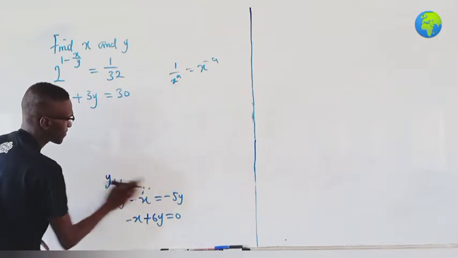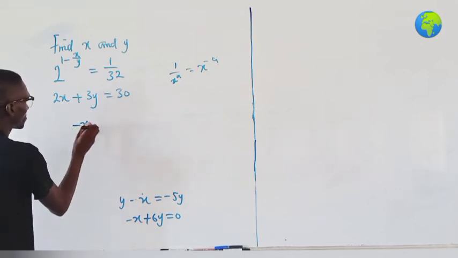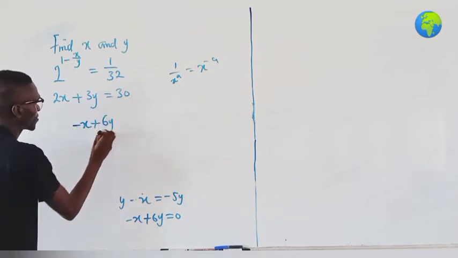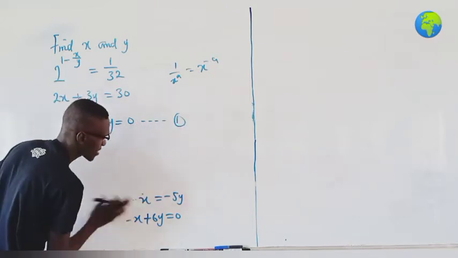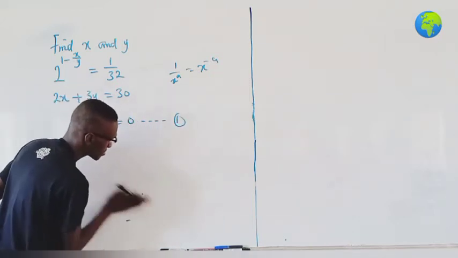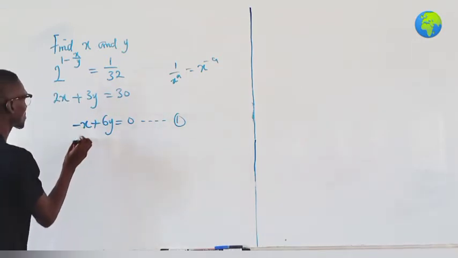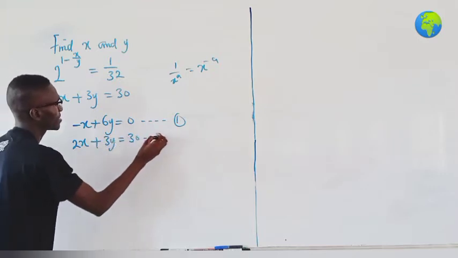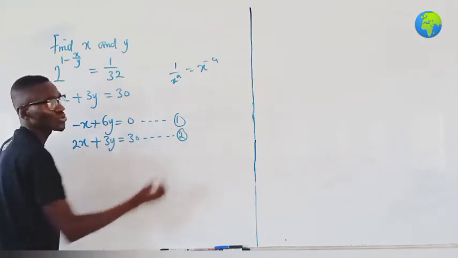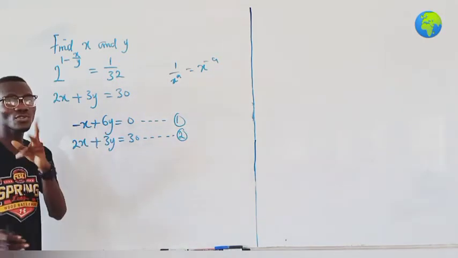We said this very one is minus x plus 6y, which is equal to 0. This is what I will call my equation 1, right? So we also have the second equation, which is 2x plus 3y is equal to 30. This is my equation 2, right? So we have two simple simultaneous equations right now.